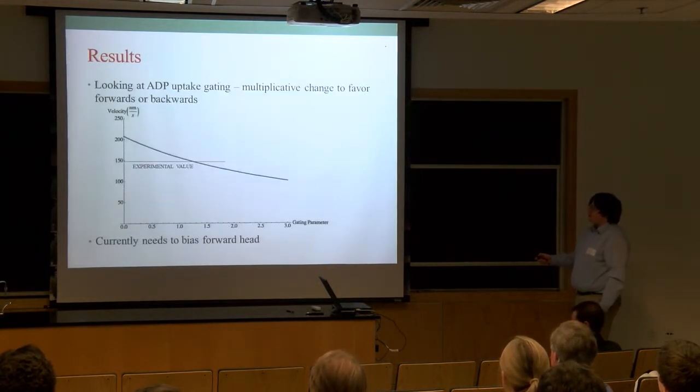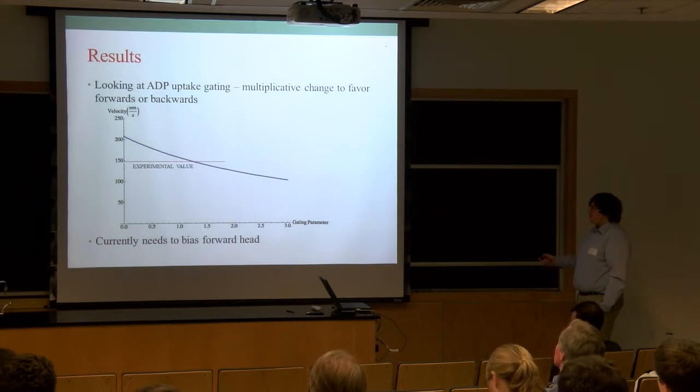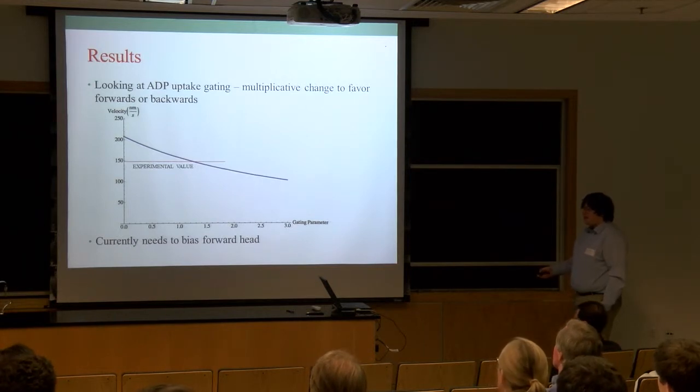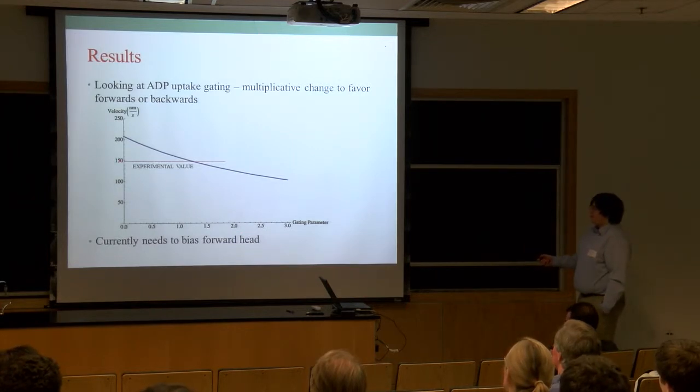and you actually look at gating, which is one of the three mechanisms I mentioned earlier. So it's a multiplicative change to favor how the polymerized protein picks up ADP. And so here would be the experimental measure of the velocity. It's about 140 nanometers per second.